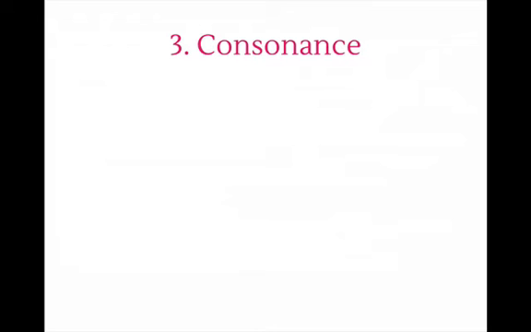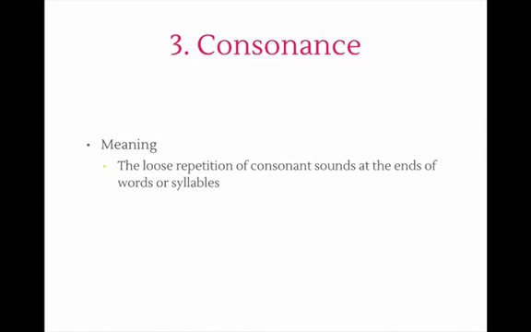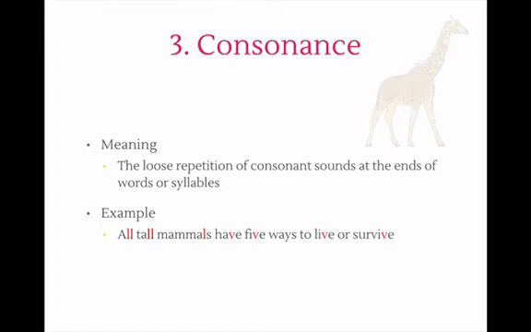And then the final sound device we'll talk about in this video is called consonance. So consonance is the loose repetition of consonant sounds at the ends of words or syllables. You can kind of remember consonant sounds, consonants. So for example, all tall mammals have five ways to live or survive, right? We've got that "all" sound in the first three words, and then we have five, live, survive, that V sound. So again, it's a loose repetition of consonant sounds.